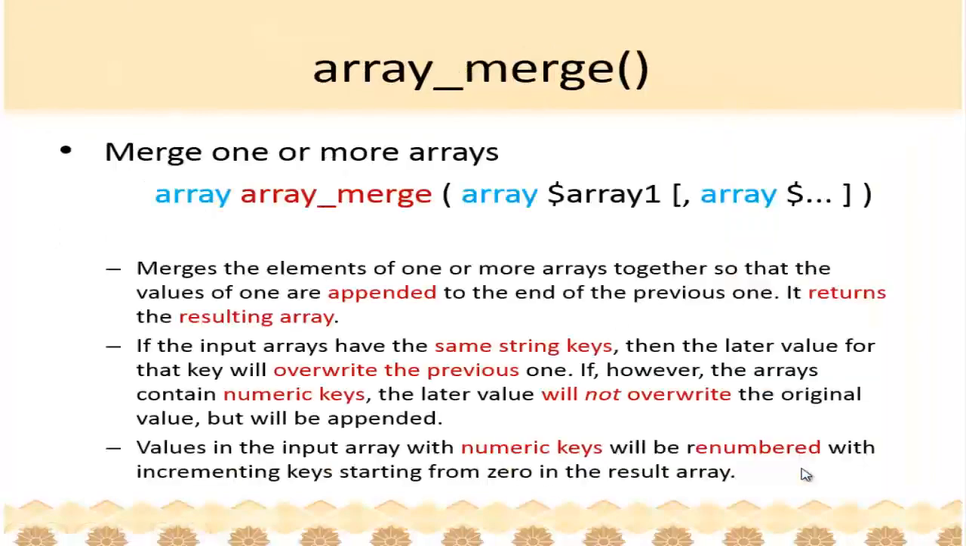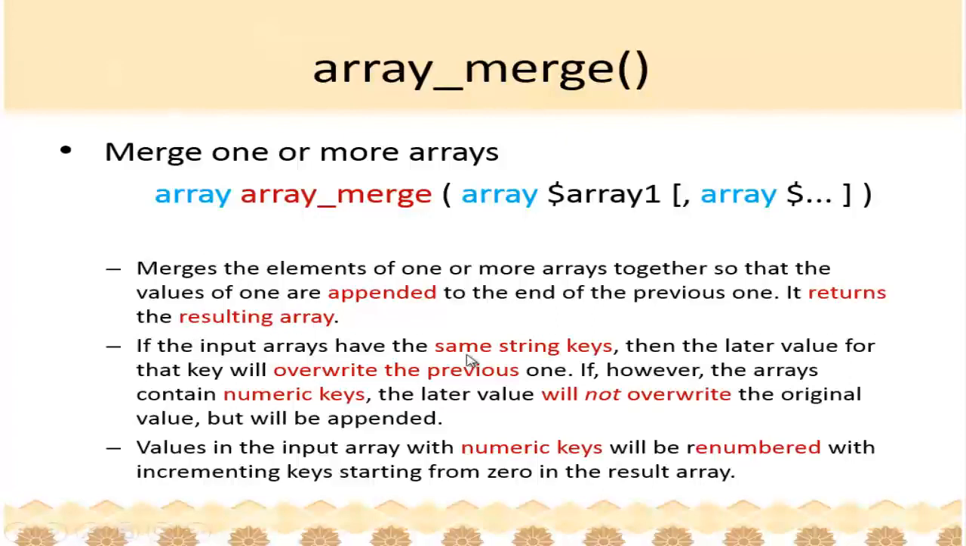Next one is to merge two arrays. Now, merging is nothing but combining two arrays to form a third larger array. So the work remains the same except that there are a few restrictions. One of the restrictions is when you try to merge two arrays, if there are the same string keys, the value will be overridden by the other.